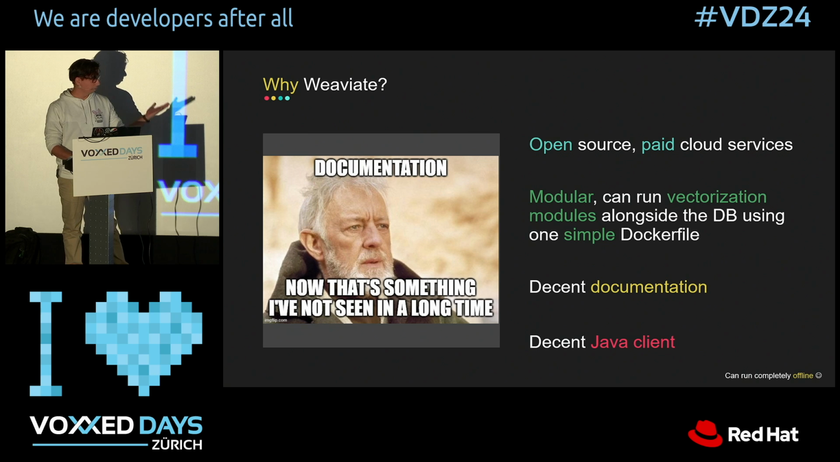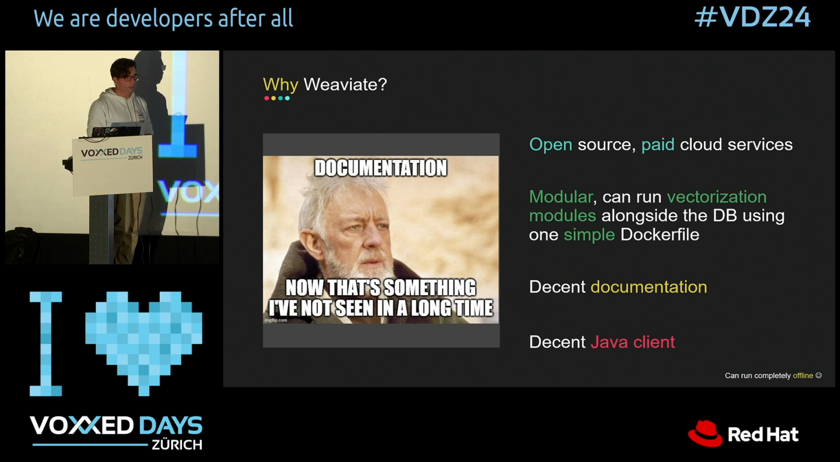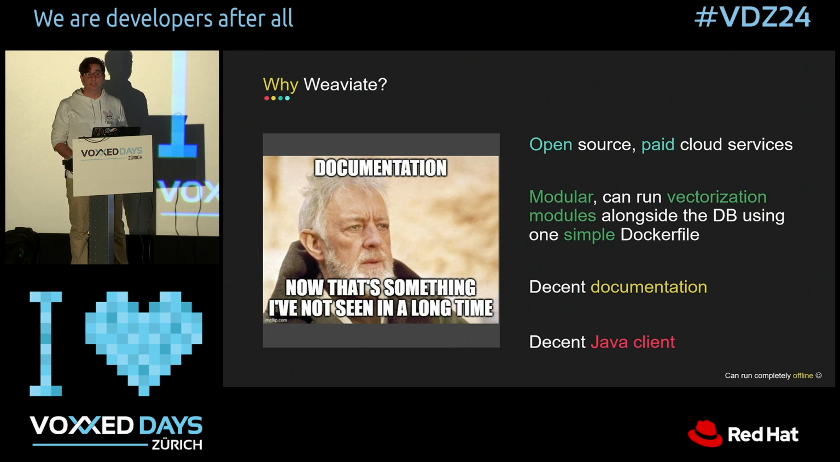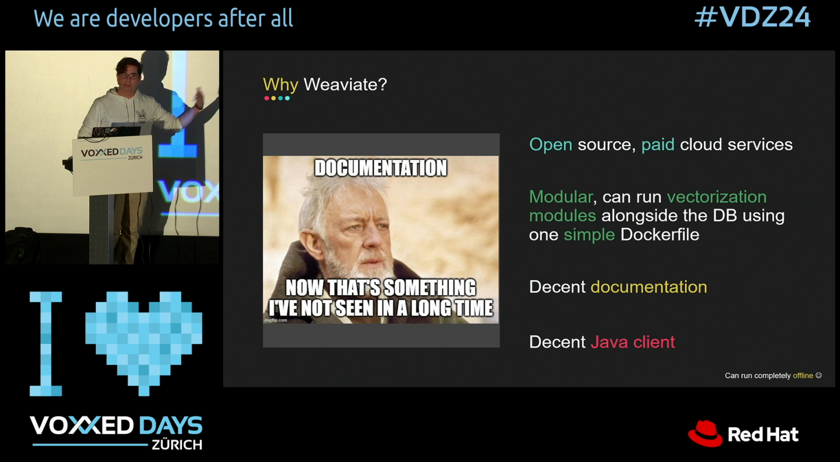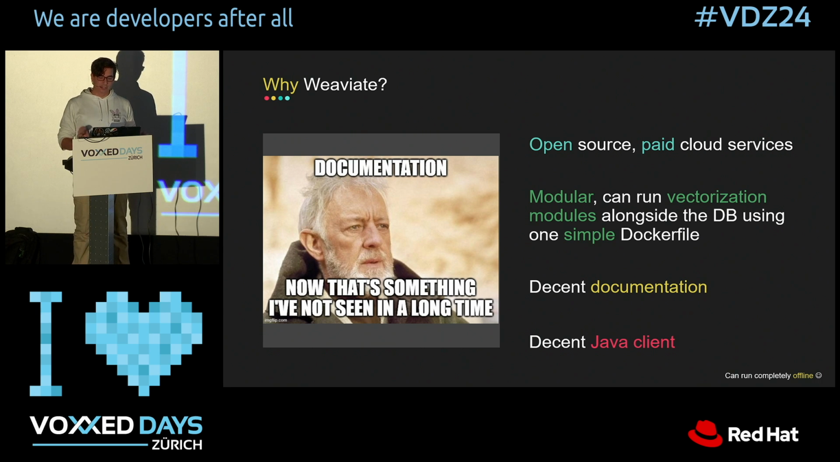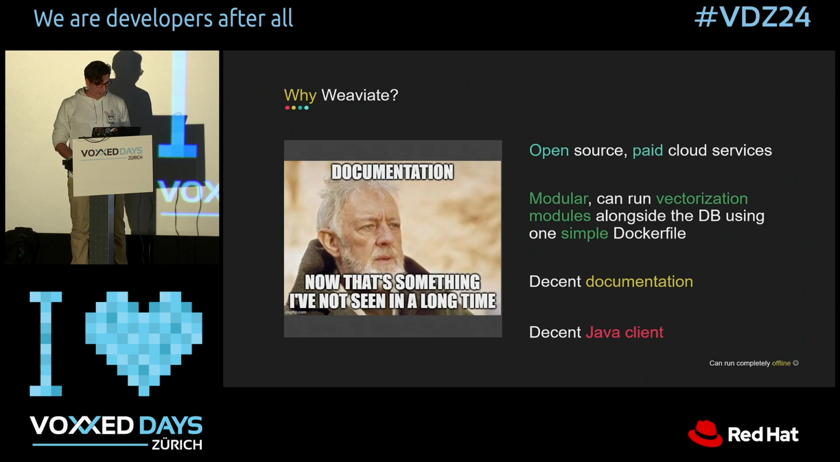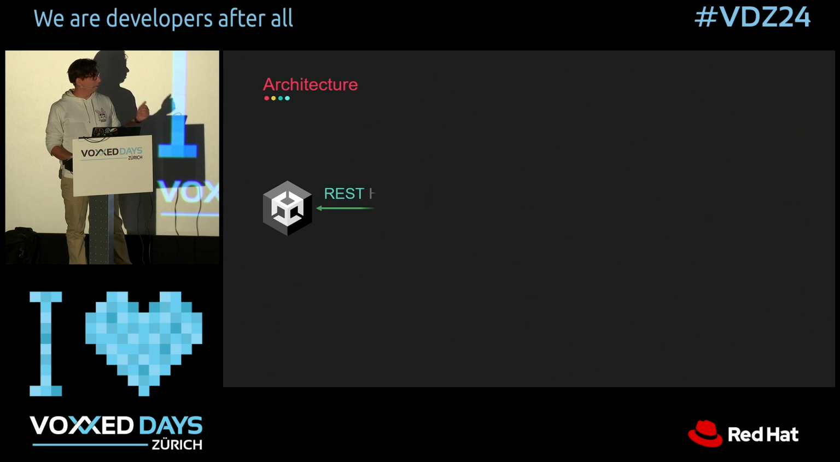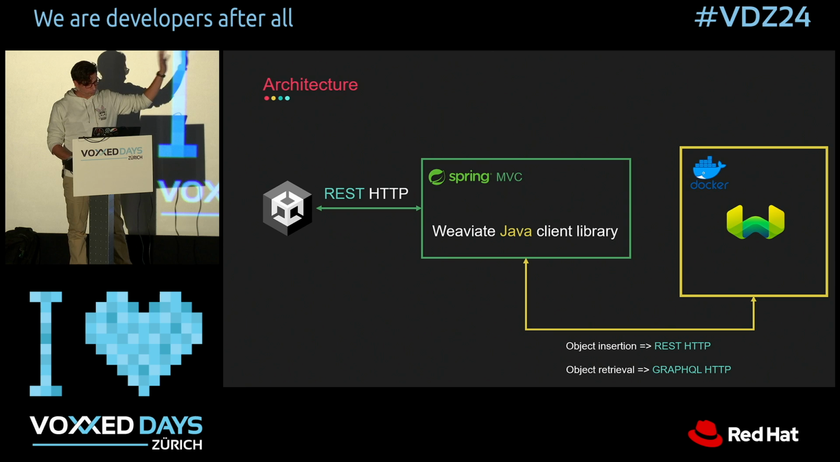It has some managed services. It's completely modular, so that's really nice. It's just all the Docker containers next to each other, so you can really plug in and plug out embedding modules. The documentation is actually pretty decent, and the Java client is also pretty decent. The amount of what the fucks per minute was quite low when working with Weaviate. And of course, if I give a presentation like this, it's really nice that I can just run everything offline, minimize risks. And the architecture for all the demos is pretty straightforward, I think.